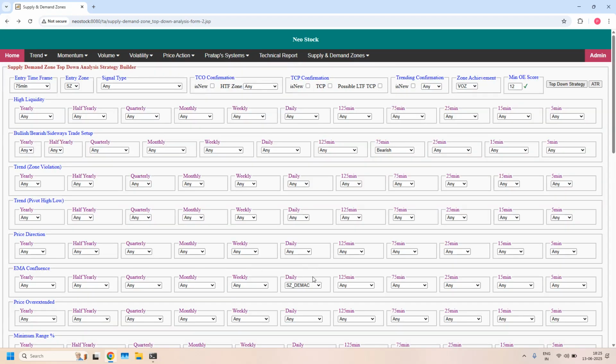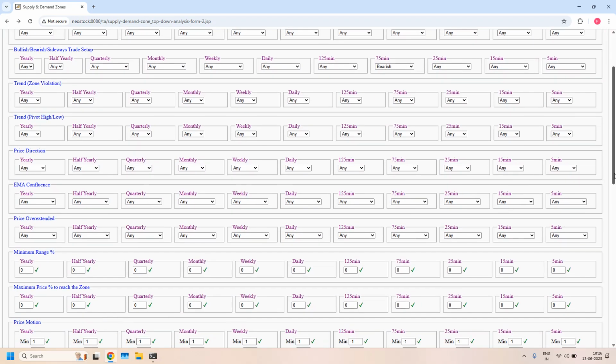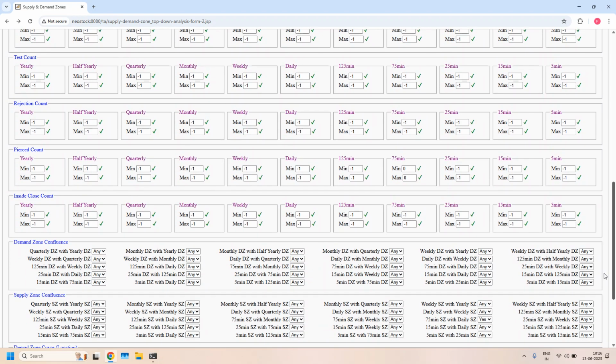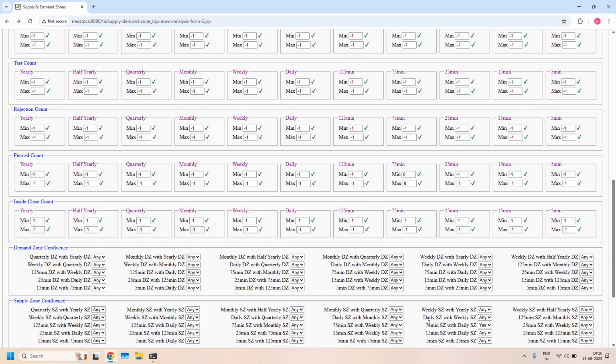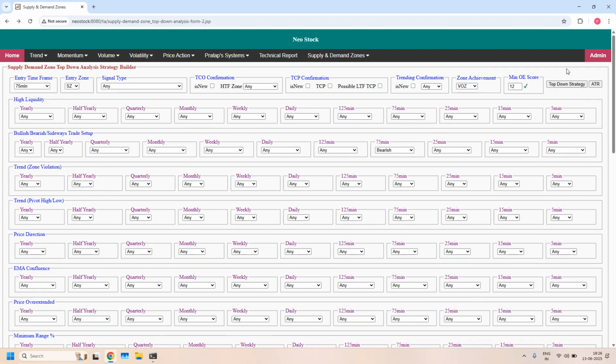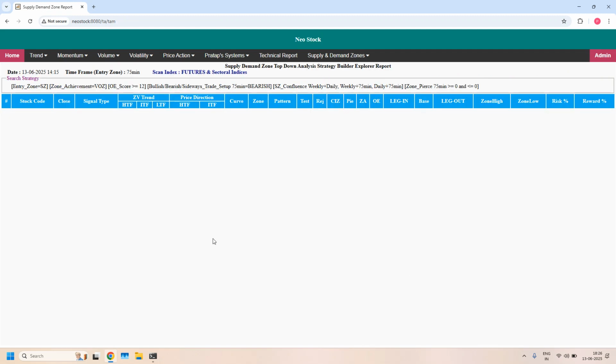I am going back, removing the EMA filter. In the supply zone confluence, 3 filters we have to set. In that, the first filter is already enabled. That is 75 and daily. Next, 75 minutes and weekly, and daily and weekly supply zone confluence, with all the 3 filters. We did not get any stocks. So this is about the bearish trade setup for weekly income trade.